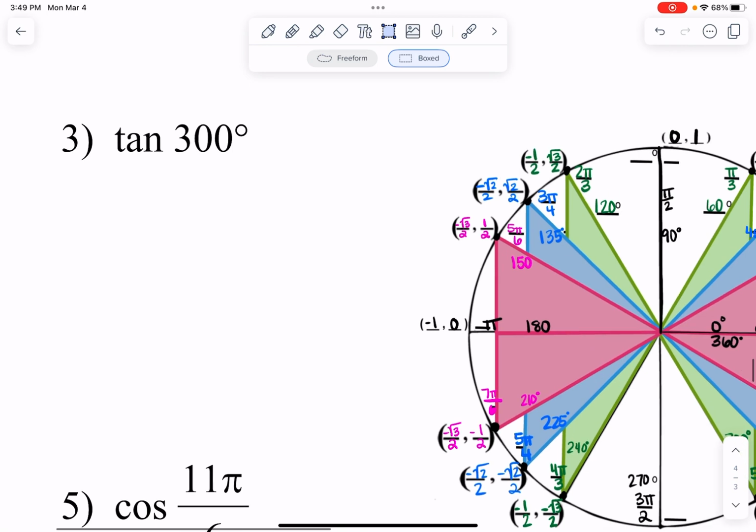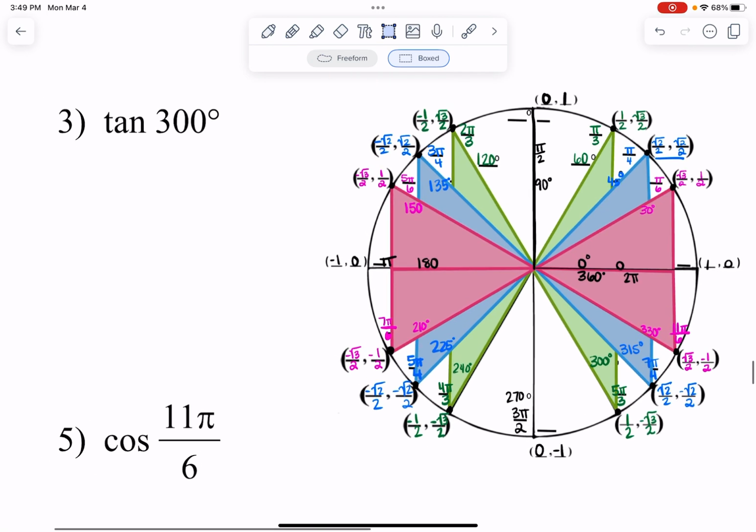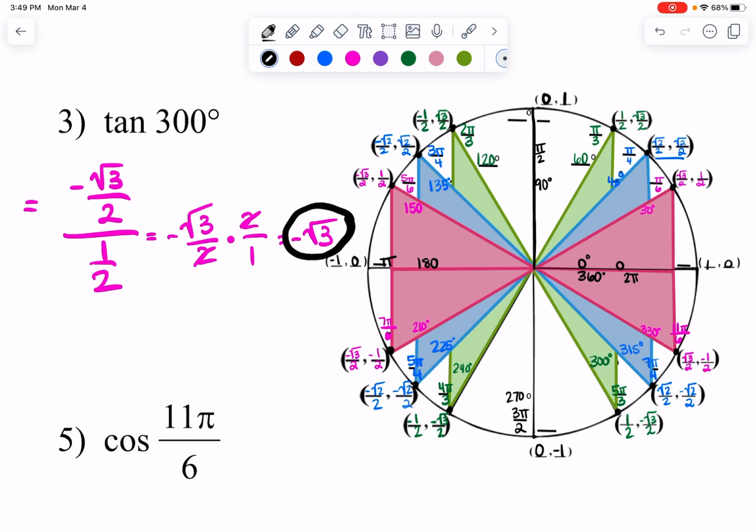So let's look at tangent of 300. Find 300. It's here. So we look at this coordinate. And tangent is y over x. From there, we keep the top, change the sign, flip, those cancel, and we get negative square root of 3 over 1. But the square root of 3 over 1 is just the square root of 3. So it'd be negative square root of 3 as our answer.